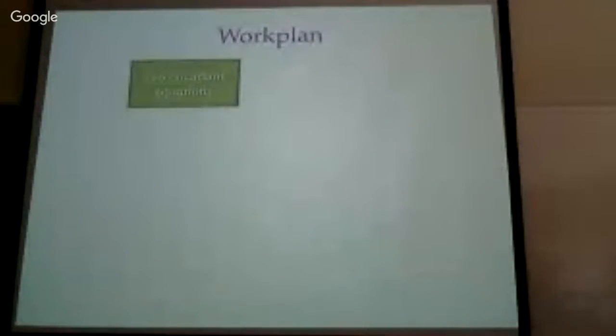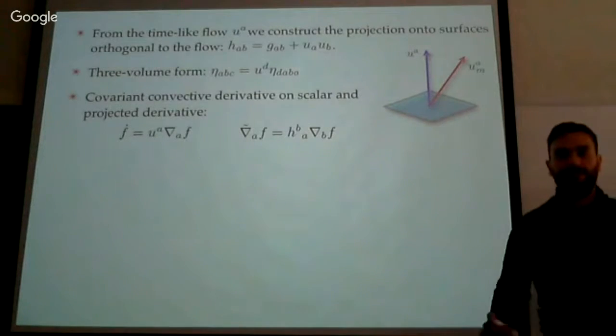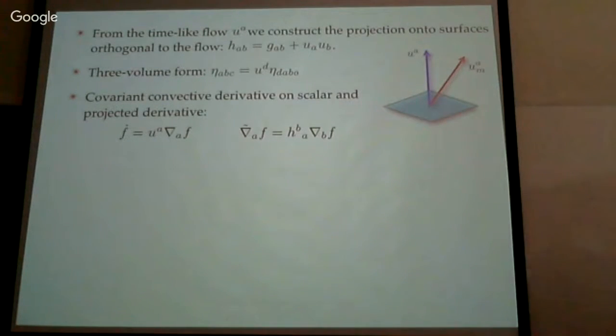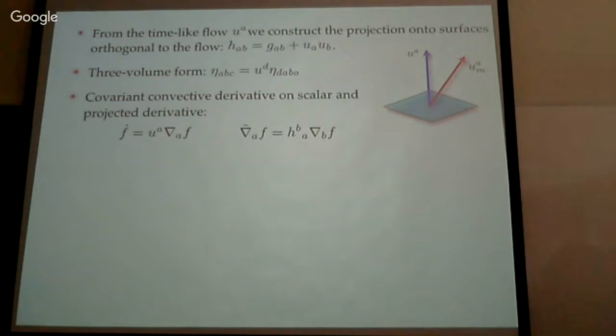So let me just start constructing the 1+3 equations. As I said, I need to set up a kind of flow. I'll leave it general because this is the covariant aspect of the approach. So I will just assume that this vector u is a timelike vector, and then I will construct a projection tensor h. This projection tensor will be the metric for the orthogonal surfaces. And then what I do, I define 2 different derivatives, which are essentially projections of the covariant derivative along the line of flow and orthogonal to the line of flow. I also introduce a 3-volume form, which will reduce to integrals and so on.